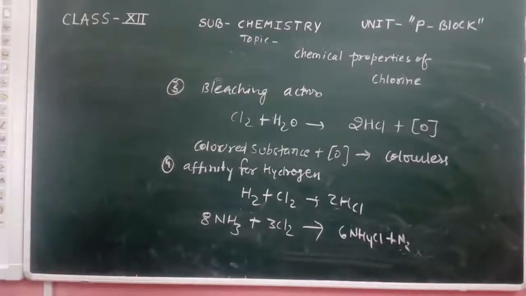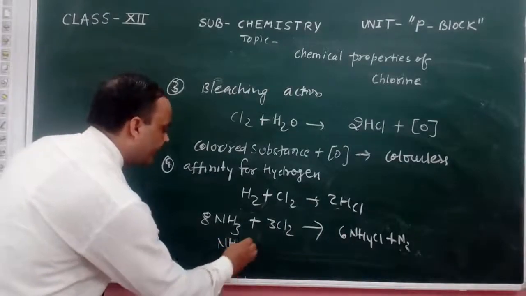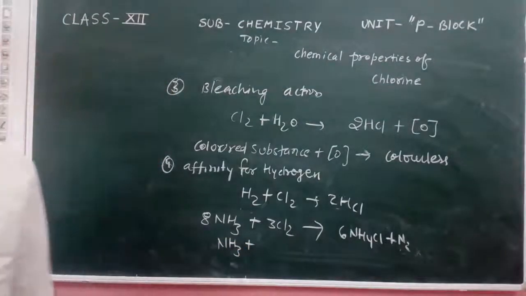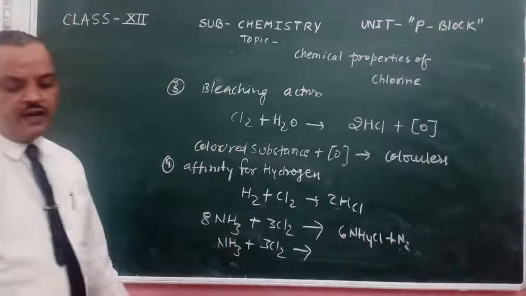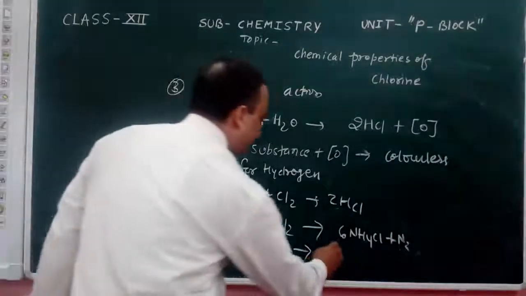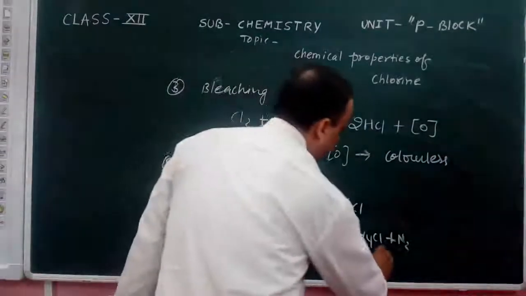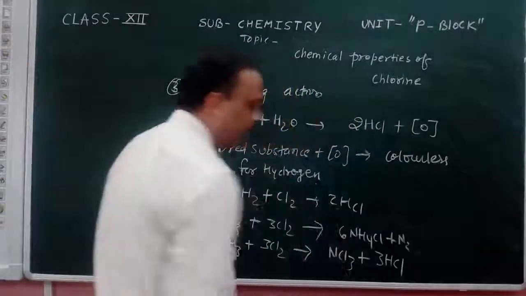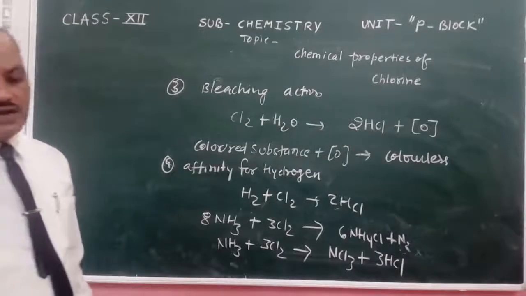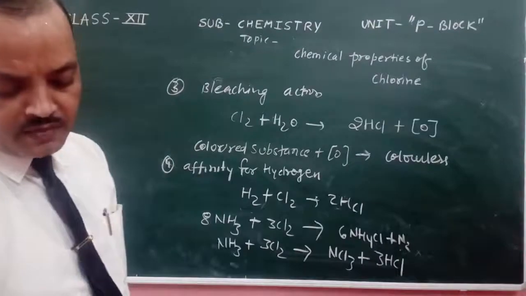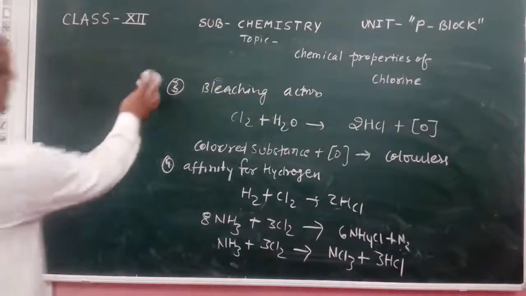Ammonia reacts with chlorine in this manner also. With 3 molecules of chlorine, we get NCl3 plus 3HCl in this reaction. So that is how we get the reactions of ammonia. Another very important point is that in some reactions chlorine shows disproportionation.